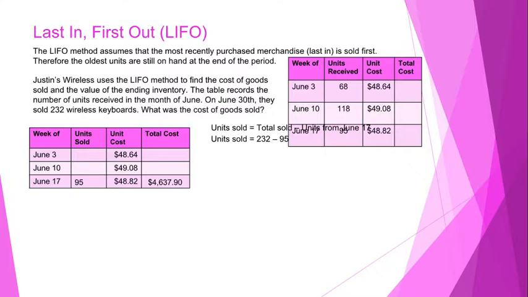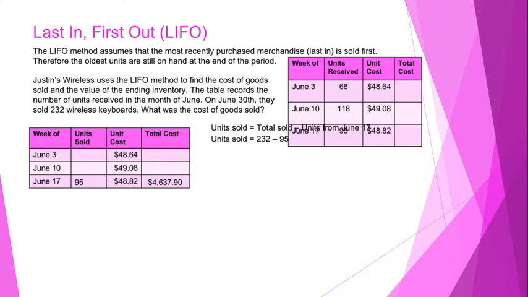And now the ending inventory for LIFO. Eleanor's Beauty uses the LIFO method to find the cost of goods sold and the value of the ending inventory. The table records the number of units received in the month of May. On May 31st, they sold 216 brushes. What was the value of the remaining inventory? So let's go ahead and find the total inventory. We add up the total numbers that we received, so our total units received is 247.